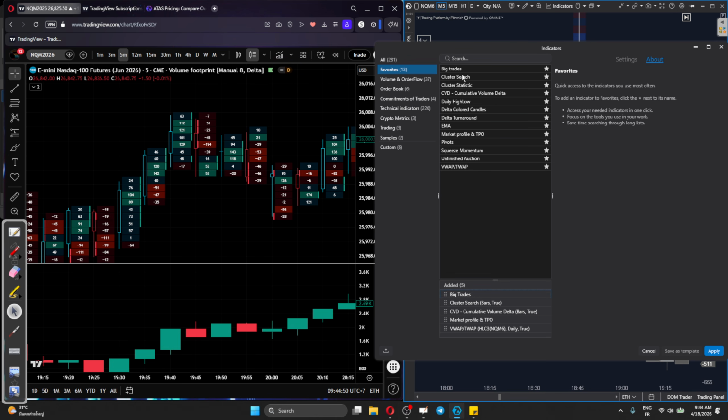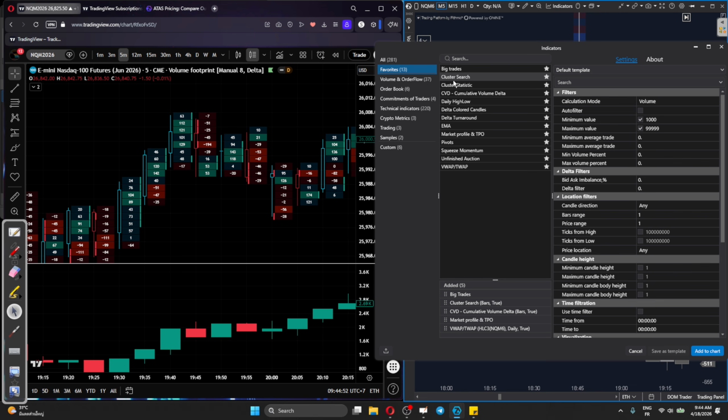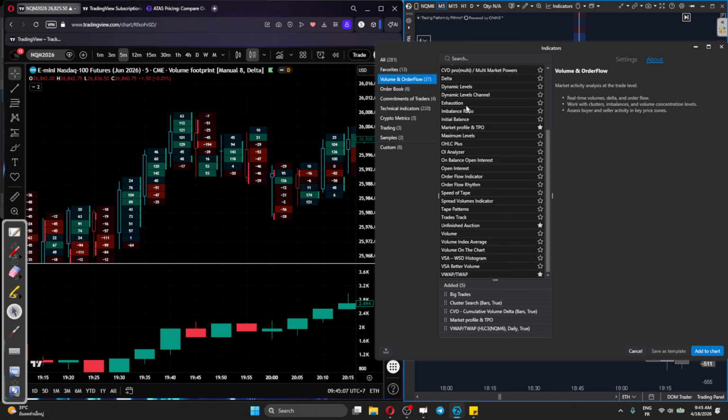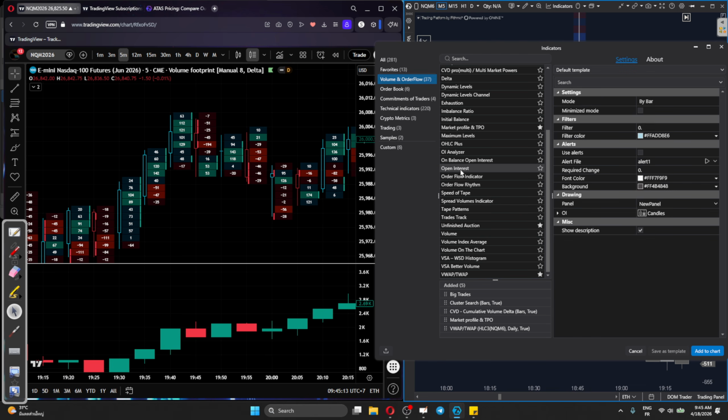And you have also the cluster search, and yeah, I mean, you have a lot of them, right? Volume and order flow, yeah, I should have started with that. Volume and order flow specific indicators, right? And here you have absorption indicators, adaptive, I mean, you have a bunch of them. Obviously, I'm not going to go into them. I don't use most of them. You have open interest. That's something that I don't use, but that a lot of traders use.